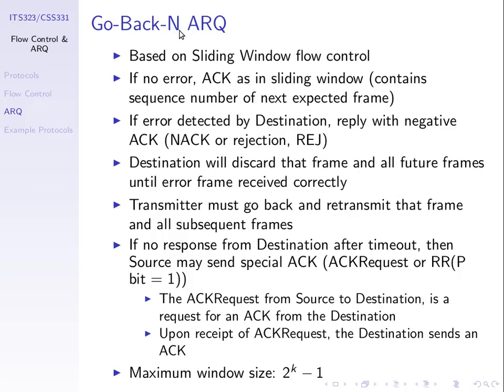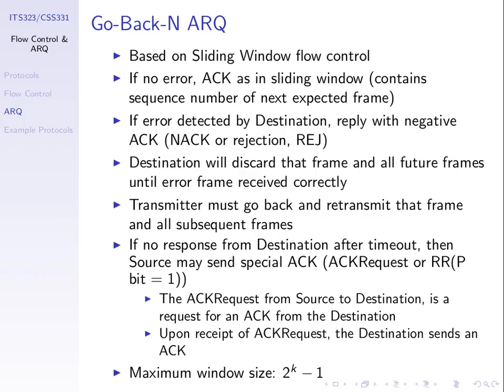First one is called go back N. With sliding window flow control, we're allowed to send multiple frames before we have to wait for an ACK. So the source can send a window size of frames, and with error control, maybe one of those frames in the window is lost or arrives in error. So if there's no error, it behaves the same as sliding window. If there is an error detected by the destination, then we'll have a negative ACK, or sometimes called a rejection or reject message. If data goes to B, B realizes there's an error, then it can send back a special ACK saying this frame was received incorrectly, or this frame is missing, please retransmit that frame. So we use a negative ACK here.